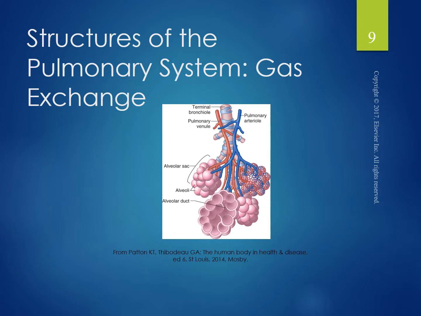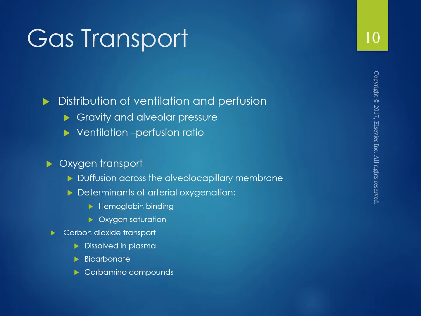This just depicts the bronchioles subdividing to form tiny tubules called alveolar ducts, which end in clusters of alveoli called alveolar sacs. So we're talking about gas transportation, the distribution, ventilation, and perfusion. We are going to talk about gravity, alveolar pressure, the ventilation perfusion ratio, how oxygen transportation takes place, and then carbon dioxide. The gas exchange properties of the lungs depend on matching ventilation and perfusion, thus ensuring that equal amounts of air and blood are entering the respiratory portion of the lungs.